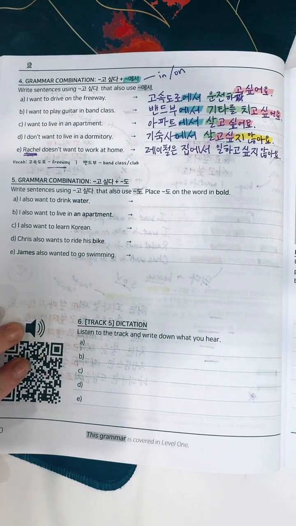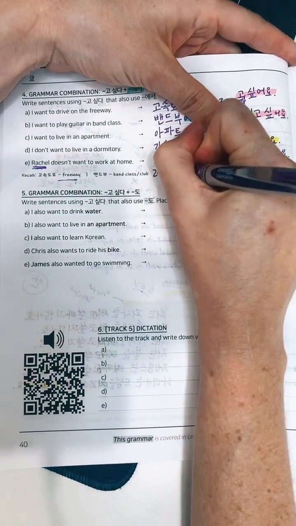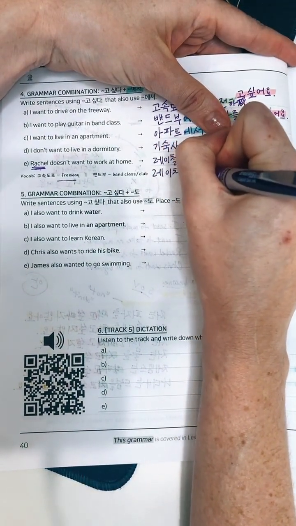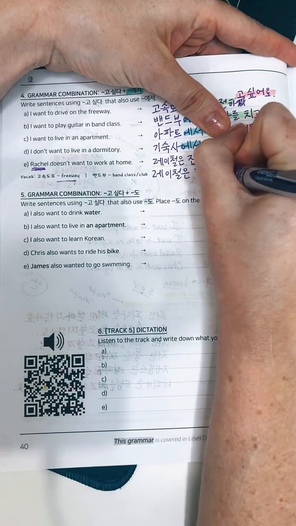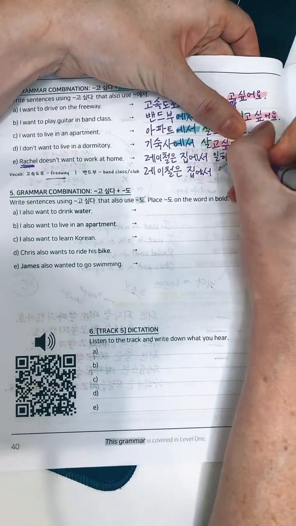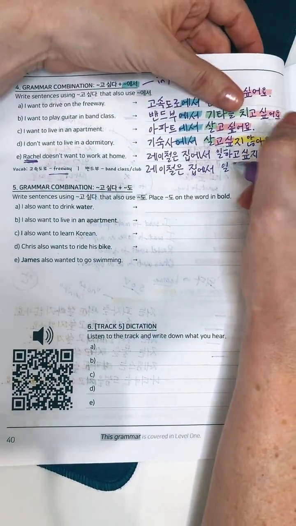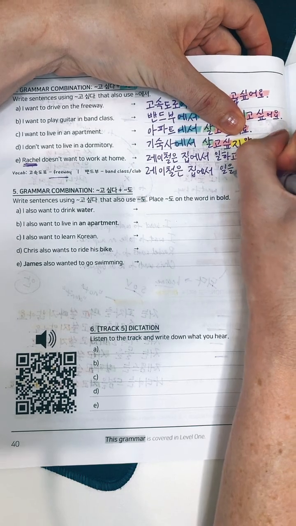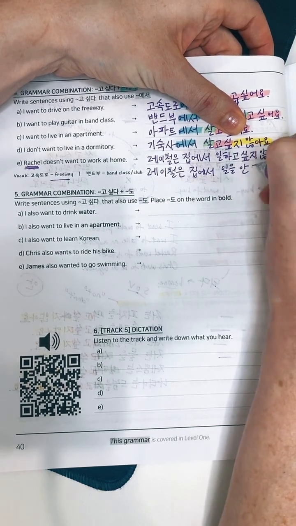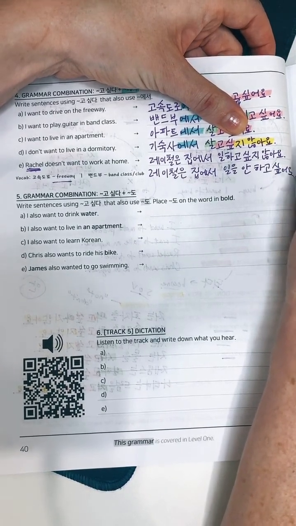So again, there's two ways to say this. I'm actually going to write the other one because there's a trick. If you want to use 안 here, you have to be careful because 일하다 is a separable 하다 verb. So you have to put the 일을 안 하고 싶어. You have to put it in the middle.